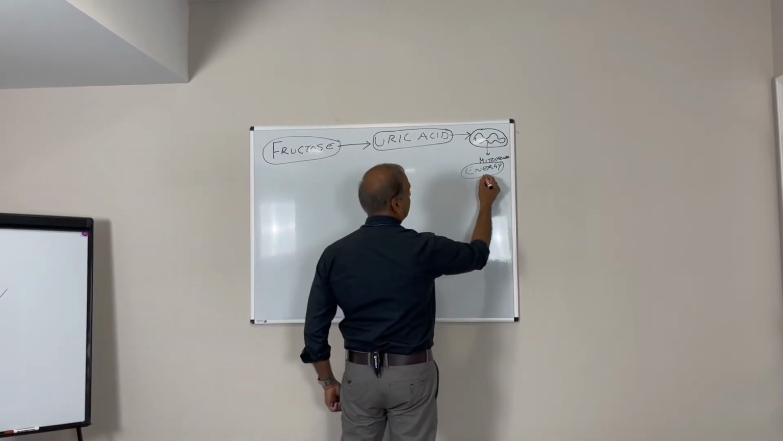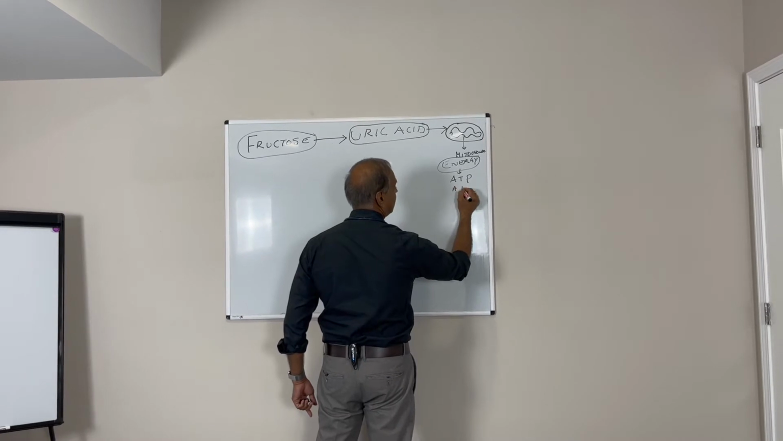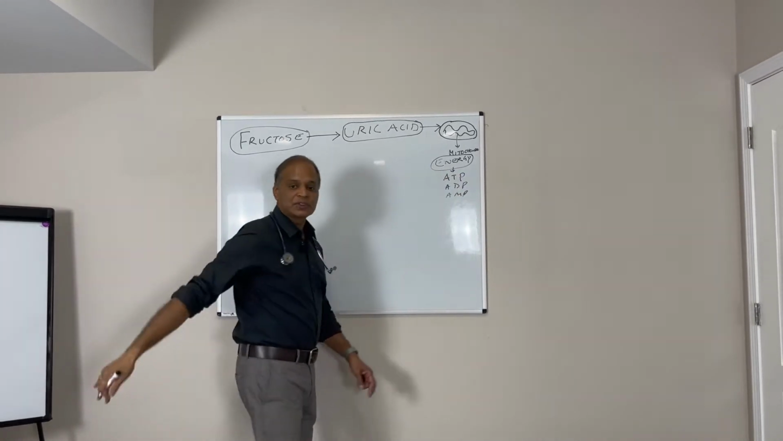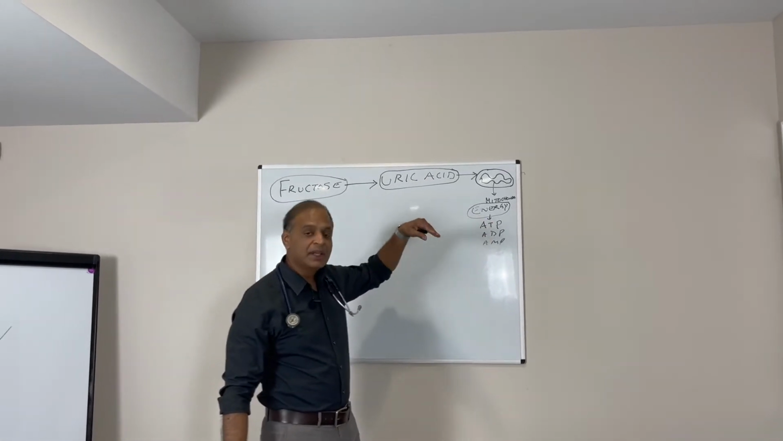So we call energy ATP or ADP or AMP. Don't worry about these words. This is like cash: a smaller cash, a slightly more cash, and a bigger cash.